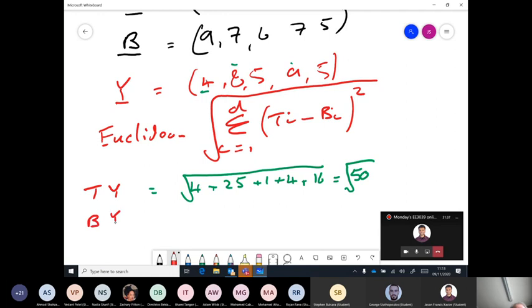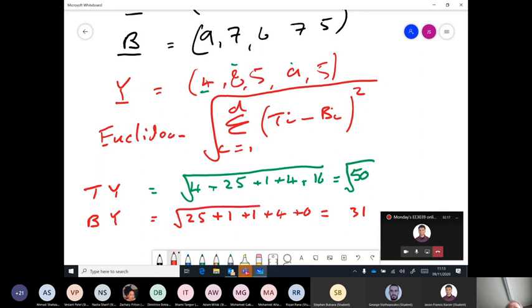BY, the distance between the Biden reference and the input, is going to be, doing the calculation again, 9 minus 4 is going to be 5, 5 squared is 25. The second element, 7 minus 8 is minus 1, squared is 1. 5 minus 6 is minus 1, squared is 1. 7 minus 9 is minus 2, 2 squared is going to be 4. And 5 minus 5 is 0, it's going to be plus 0, which gives a distance 25, 26, 27, 31.